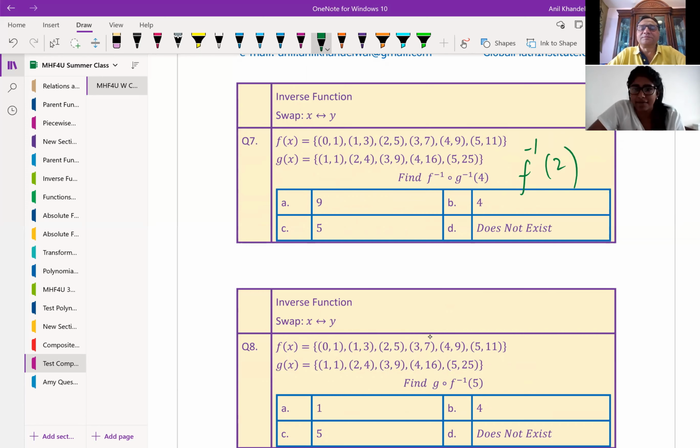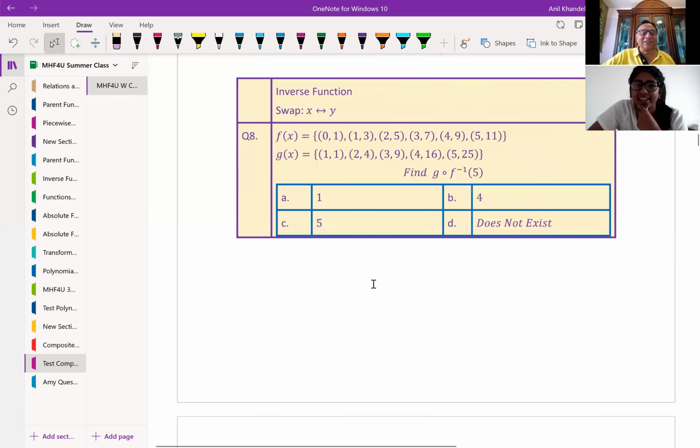But f inverse of 2: because that's the input, we need to look for the output as 2, which doesn't exist. You get the idea. So that's good. Don't do flukes. You have to go properly and see what is happening here. Practice one more because this is new to us.